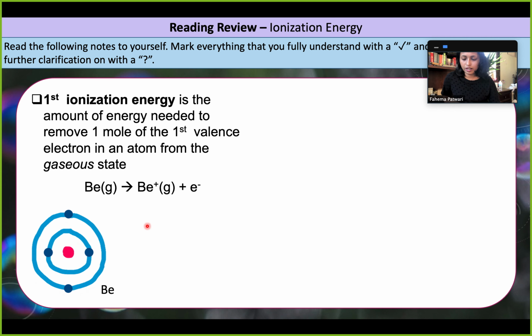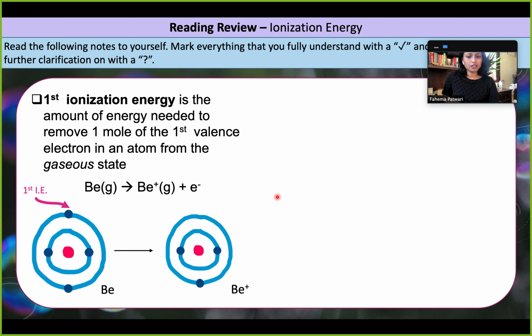So let's see. We have beryllium. A certain amount of ionization energy is absorbed, and this electron now has enough energy to fly away, and now you have an ion of beryllium with a +1 charge because it has 4 protons and 3 electrons, so that's a positive charge.